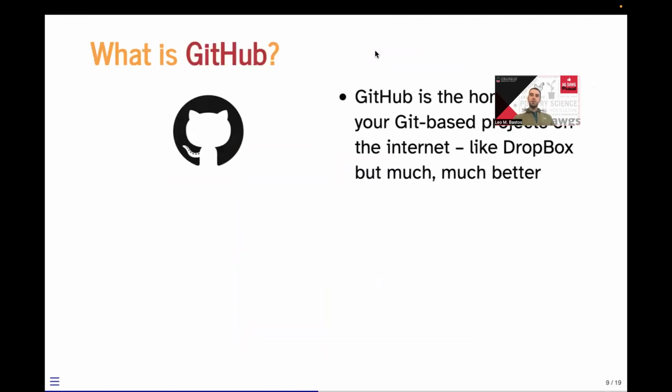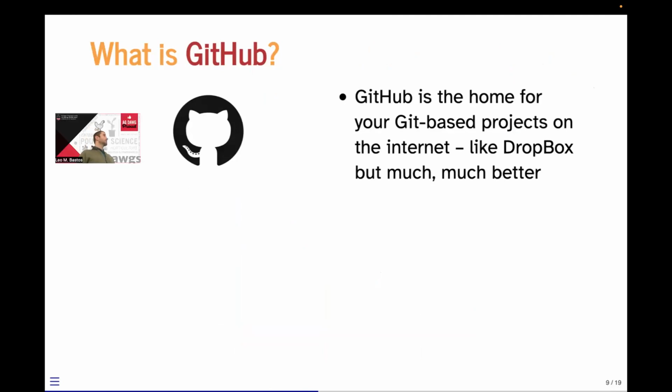Okay, so we talked about Git. Now, what is GitHub? GitHub is the home for your Git-based projects on the internet. So almost like OneDrive or Dropbox, but much better because it doesn't only store your files, but also keeps a history of your commits. And that's, again, the strength of Git.